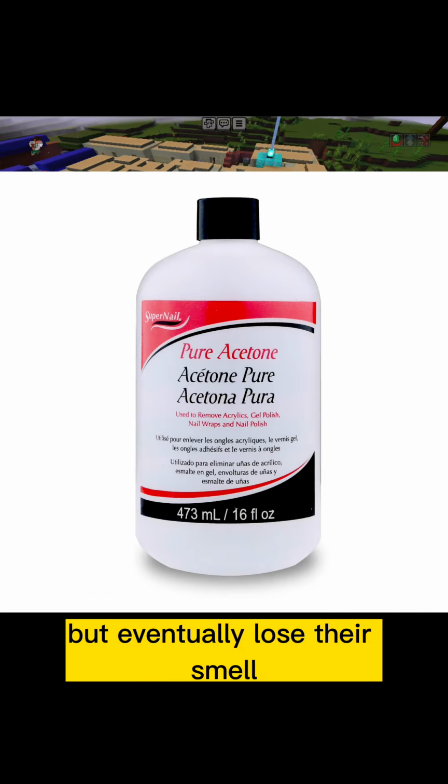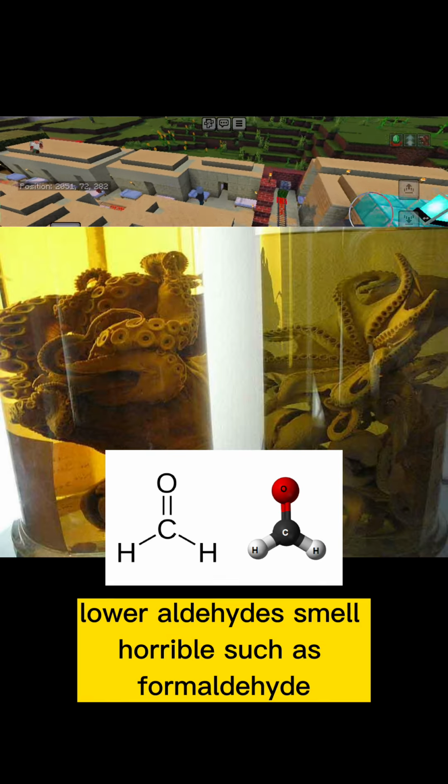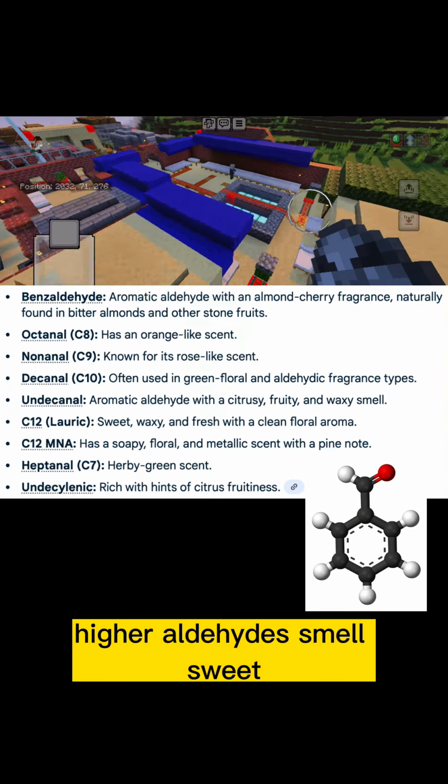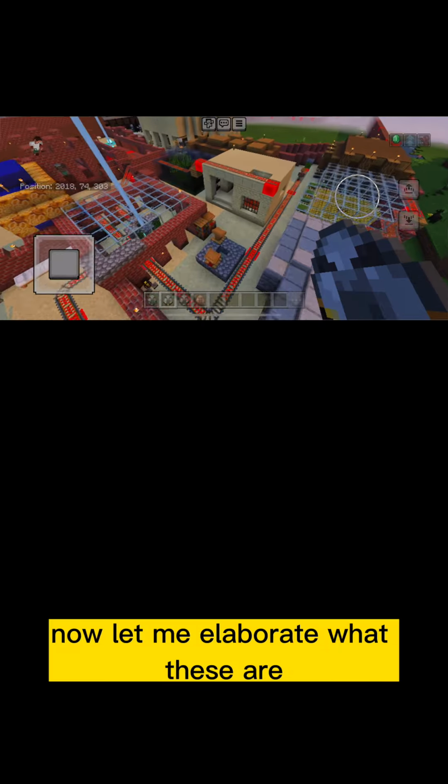Lower ketones smell sweet, but eventually lose their smell with higher carbon counts. Lower aldehydes smell horrible, such as formaldehyde. Higher aldehydes smell sweet. Now you might be confused. Okay, well, let me elaborate on what these subvariants are.